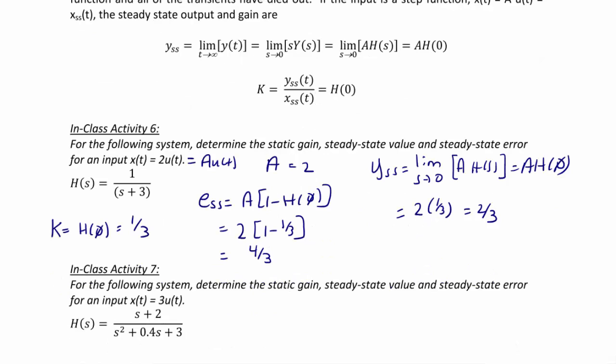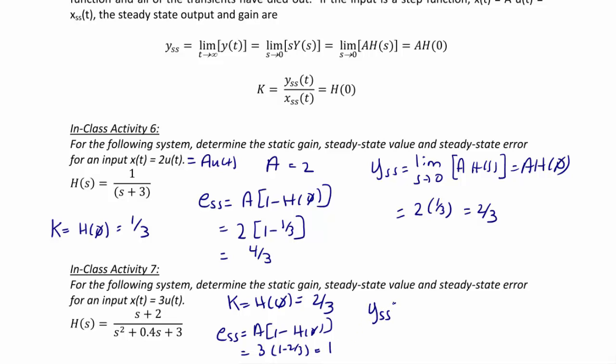For the following system, determine the static gain, steady state value, and steady state error. H of s is equal to s plus 2 over s squared plus 0.4s plus 3. So once again, the static gain k is equal to H of 0, which is 2/3. The steady state error is equal to a times 1 minus H of 0. And for this one, a is equal to 3, so that's going to be 3 times 1 minus 2/3. So the steady state error is equal to 1.